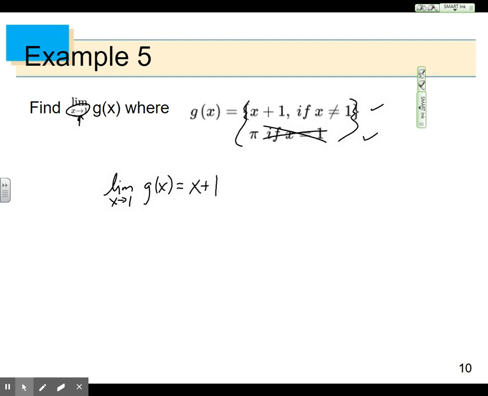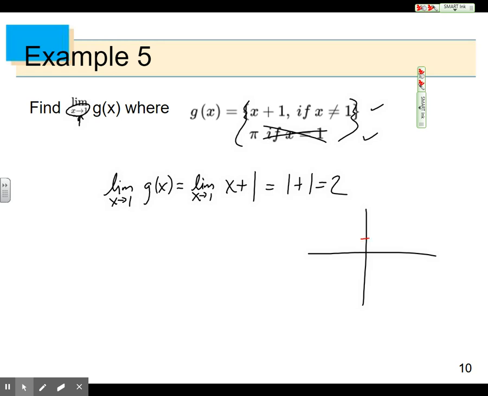I should have done a limit in there. I'm going to go back and do it. So it's the limit as x approaches 1 of x plus 1. Great news. It's a polynomial. It's defined everywhere. All right? It's a linear function. It's defined everywhere. So again, this one is just asking 1 plus 1, and that equals 2.